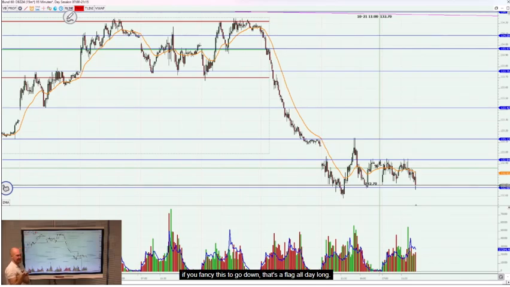Well, this is the thing with technical analysis. If you fancy this to go down, that's a flag all day long, sell it. If you don't really think it's going anywhere, you just buy the bottom of the range. And that's what makes a market, right? Yeah. There are some people who are thinking all day long this is about to go.